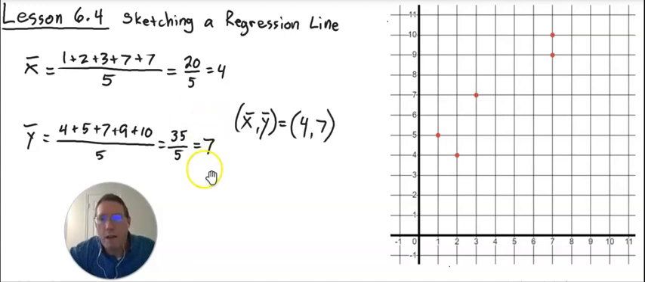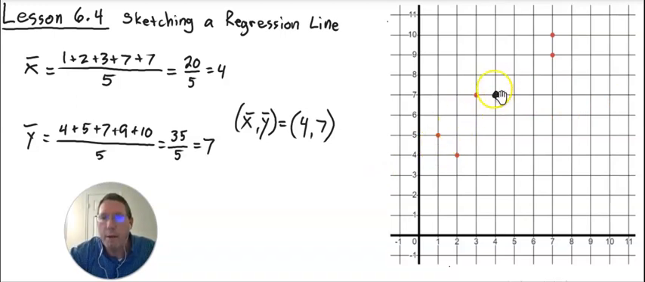Okay, (4, 7). We're going to go over to 4 here, and we're going to go up to 7, which is right here. And we're going to draw a point right here. And now I'm thinking that here's a couple points here, going toward that mean point is a positive slope.